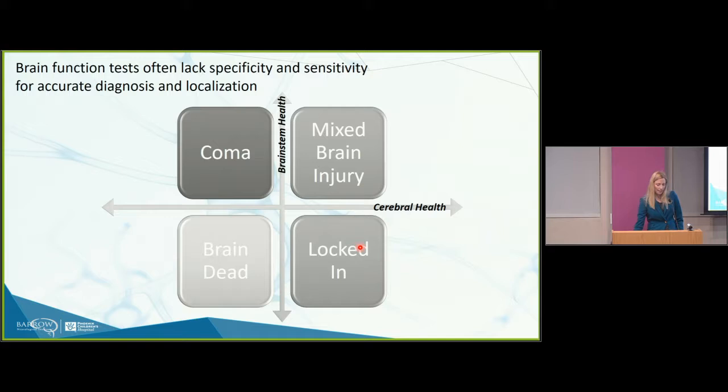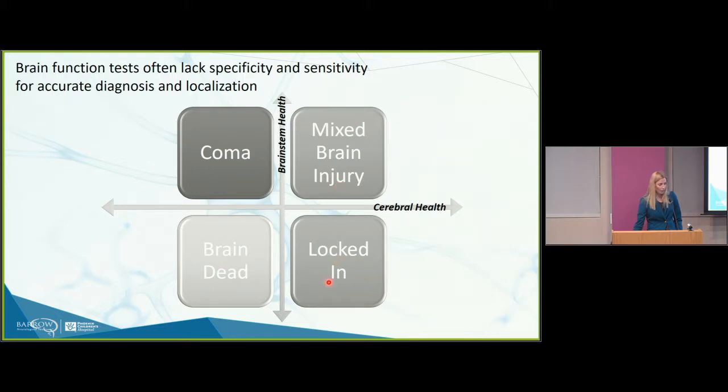So if you're brain dead, then your brainstem and your brain have very poor health, in fact, are dead. If you're in a coma, then you're over here in this quadrant where your brainstem health may be fairly good, but your cerebral health is pretty poor. In mixed brain injury types, you can have this pattern where the cerebral health can be declining in function and the brainstem health can be declining, but is still not brain dead.